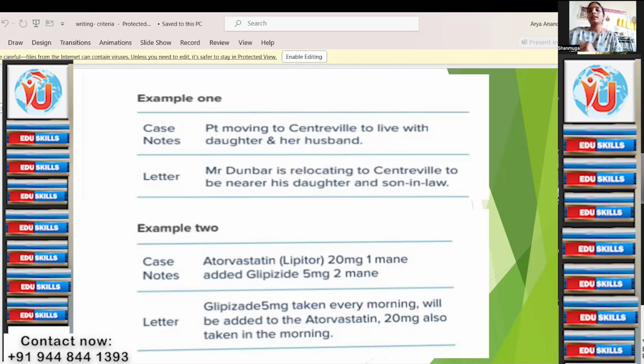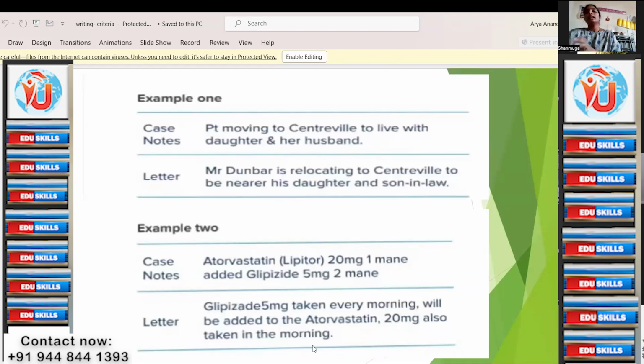And another example, here you can see atorvastatin 20 mg 1 MANE, and another one is added glipizide 5 mg to MANE. Here, the first case note says the patient is already on atorvastatin. With that, we have added glipizide. Added means it is already completed. It is a finished action. The patient is taking these two medications in the morning. When you are writing a letter, if you write it this way, glipizide 5 mg taken every morning will be added to the atorvastatin 20 mg also taken in the morning.